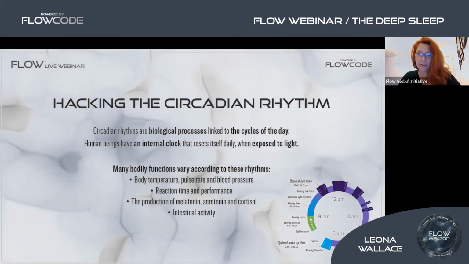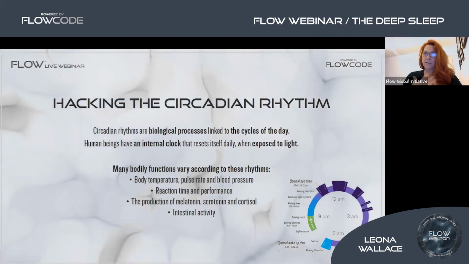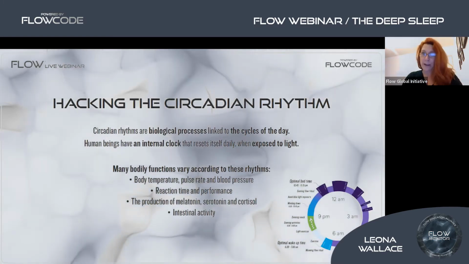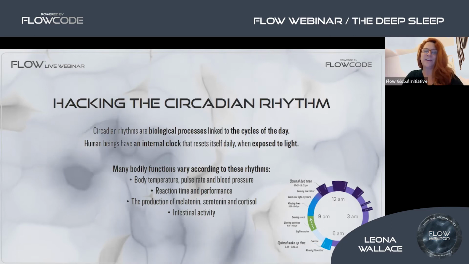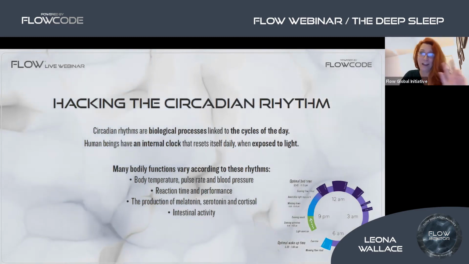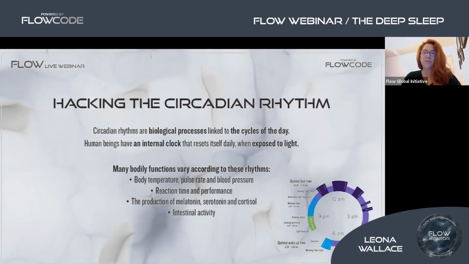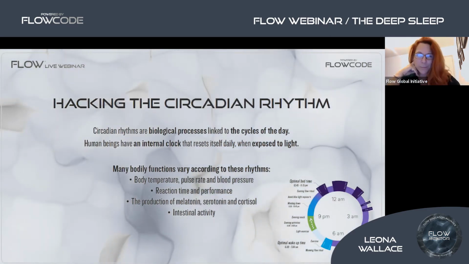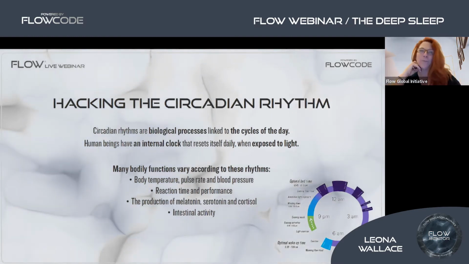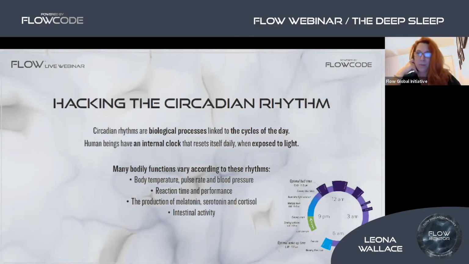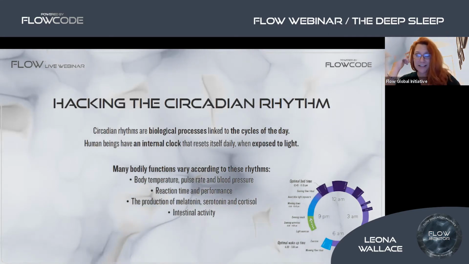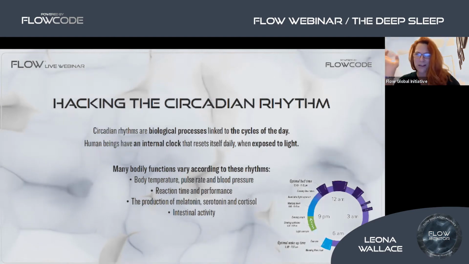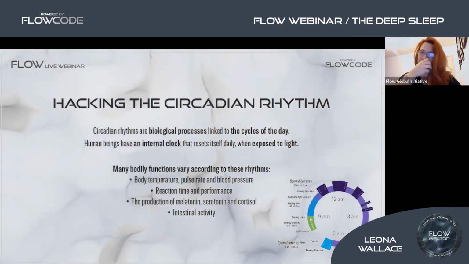Many of our bodily functions vary according to these rhythms, such as our body temperature, our pulse rate, blood pressure, our reaction time and performance, and the production of melatonin, serotonin, and cortisol. It also affects our intestinal activity. So if you're not getting the proper sleep, you're getting broken sleep, you're out of your rhythm, you could be having a lot of digestion issues, things to do with your intestine, bloating, constipation, all kinds of activities.